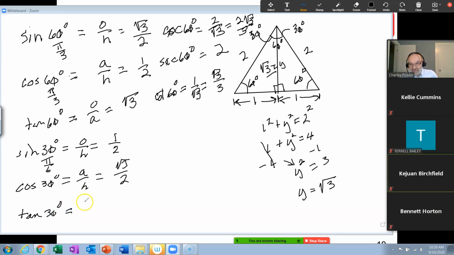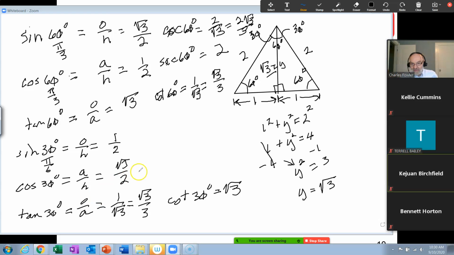And you can think of it as opposite over adjacent, or just the ratio of these two. And that would be 1 over root 3, which, if you don't like having radicals in the denominator, is square root of 3 over 3. While we're here, let's go on and do cotangent of 30 degrees, or pi/6 if you prefer radians, and that would be what? Reciprocal of tangent, and that would be root 3 over 1, or just root 3.